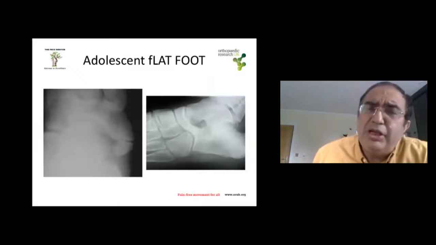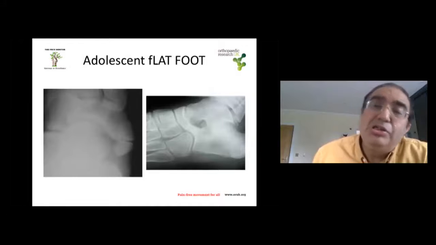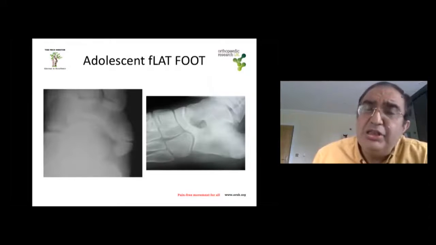So then we go to the adolescent flat foot. Adolescent flat foot, two important conditions: the accessory navicular, and also the calcaneonavicular and the tarsal coalition. These are the two conditions.